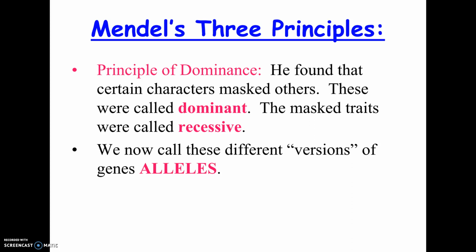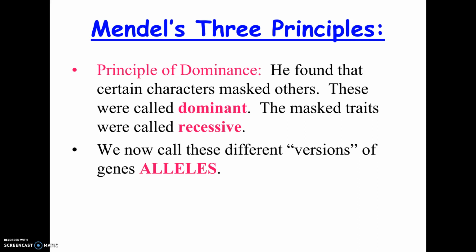So his first principle was called the principle of dominance. That's super easy. He basically just said some traits cover up other traits. The traits that cover up other traits are dominant. The ones that get covered up, he called recessive. You might say, well, what happens when you cross red flowers and white flowers and you get pink flowers? That's called incomplete dominance, but Mendel didn't see that. There were no traits like that.